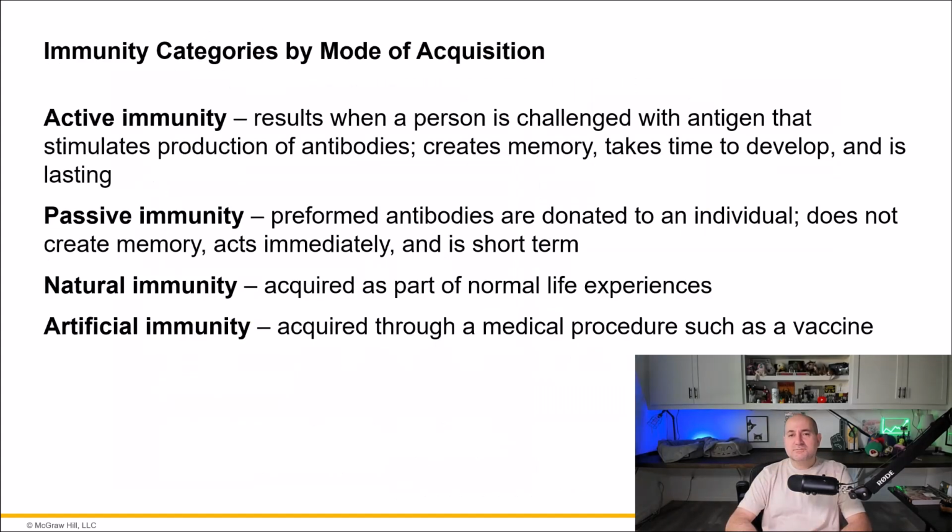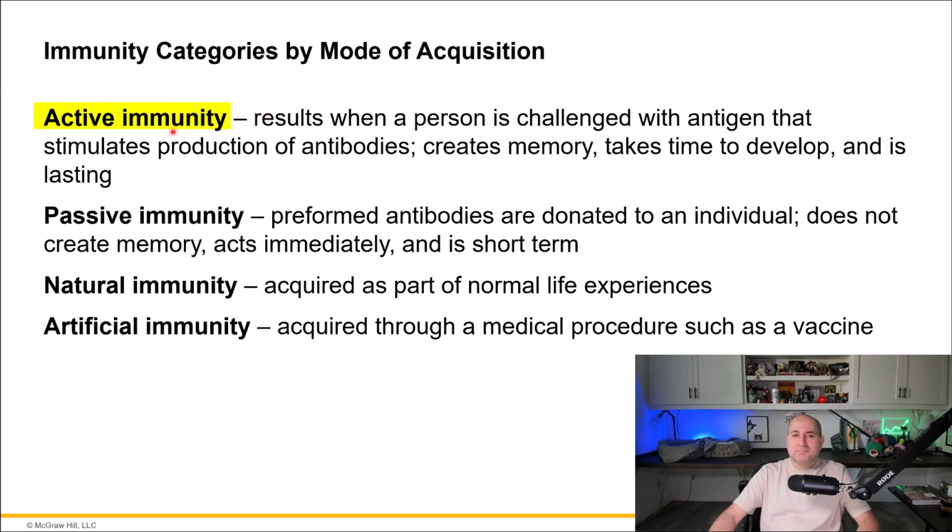Another important concept to understand is how you get your immunity. There are 4 different ways to obtain immunity. There's active immunity, passive immunity, natural immunity, and artificial immunity. So we're going to talk about all four.